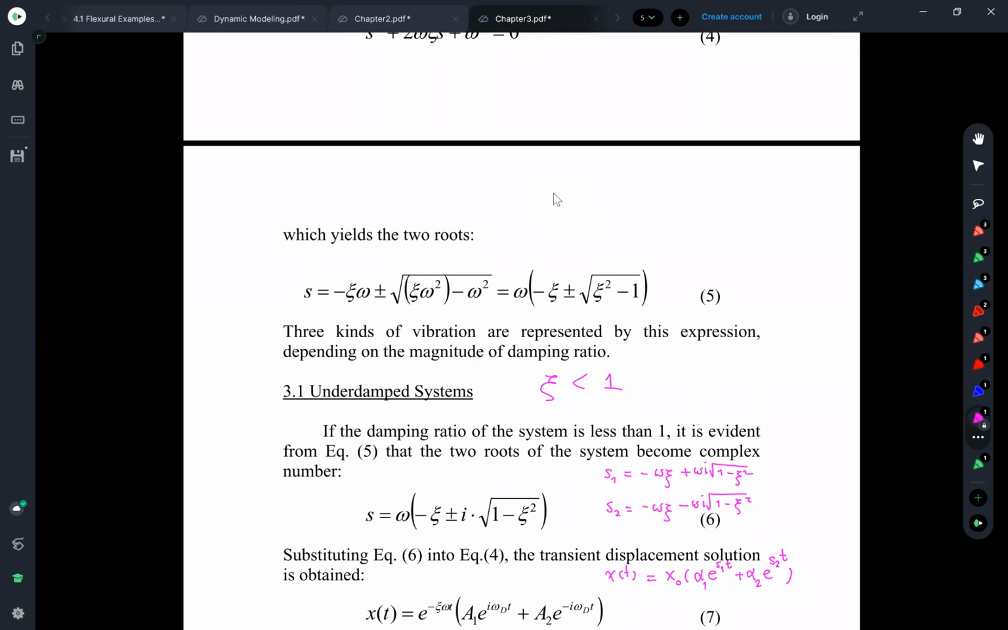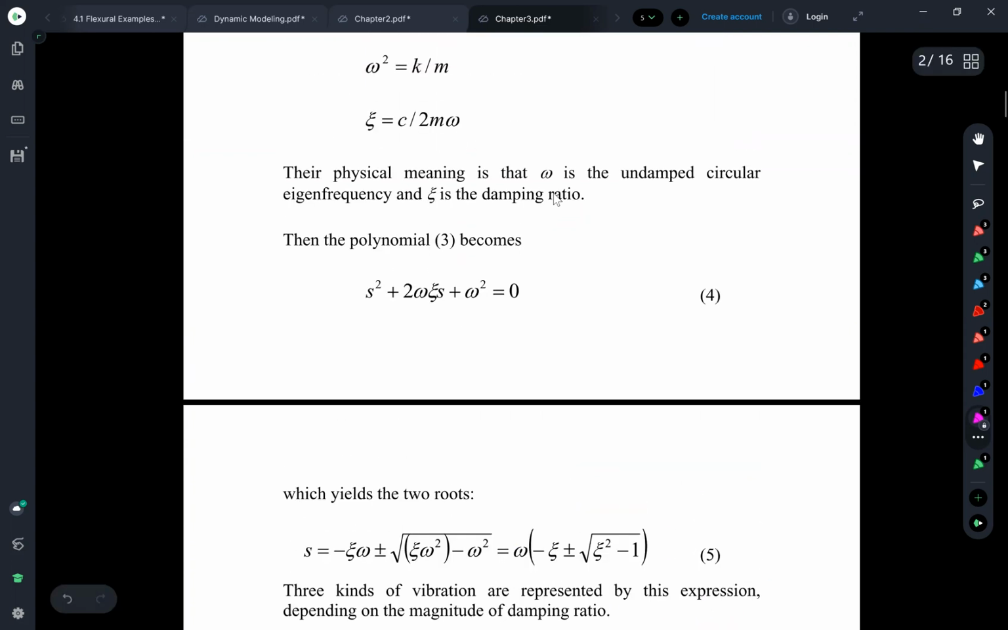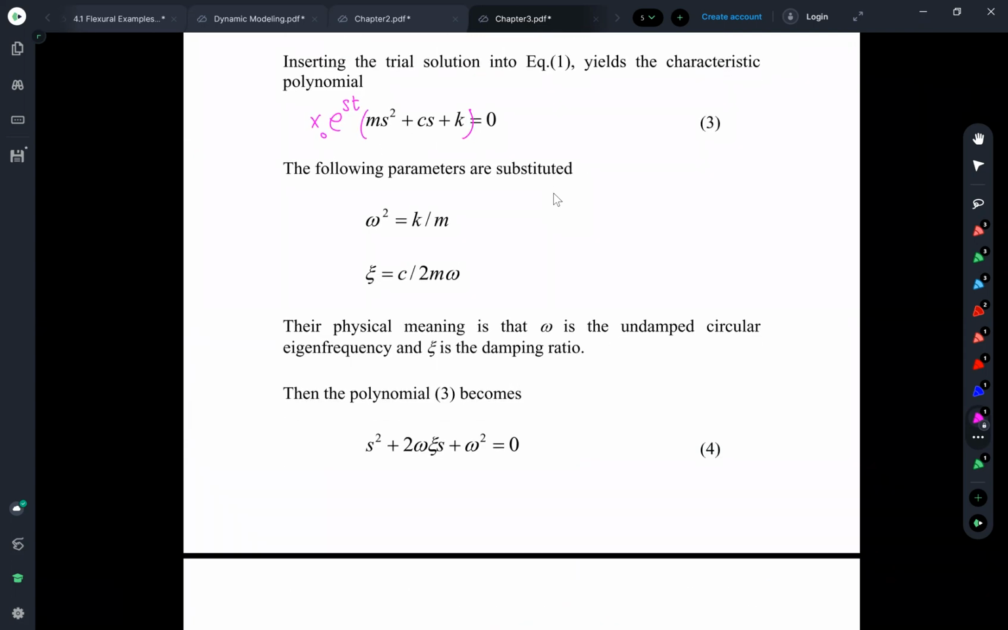Because the S, which indicates the roots of the characteristic equation of these second order differential equations, shows the 3 possibilities of the value of S, depending on the damping ratio. What is the damping ratio? The damping ratio is well defined as in this equation, right? Zeta, I call it zeta, equal to the damping coefficient c over 2m omega.